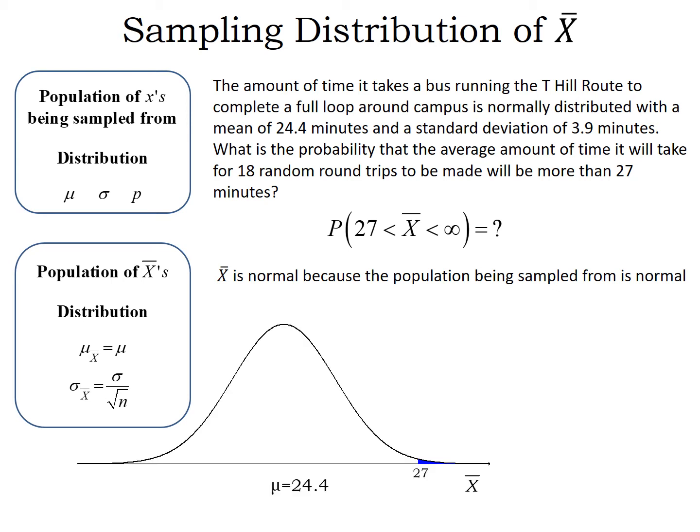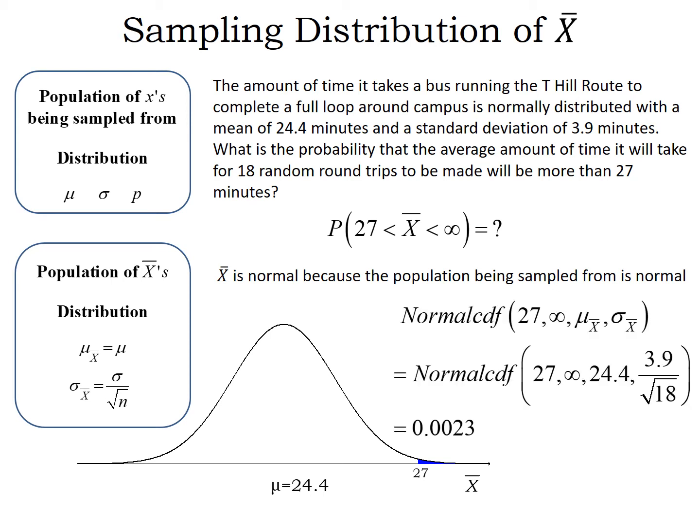So we're going to draw a graph of a normal curve. All right, x bar is my variable. We know the mean of the x bars is 24.4 because that's the mean of the individual random round trips. The probability that x bar is greater than 27 will be equivalent to the area to the right of 27. And so now I just need to find that blue shaded area. And we're going to do that by doing normal CDF to infinity.